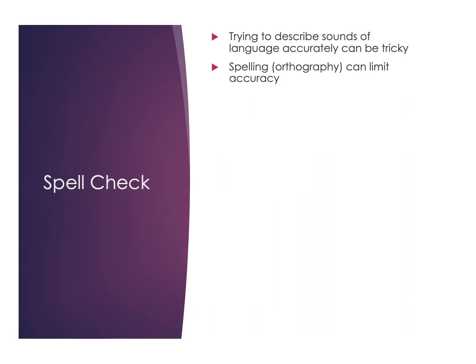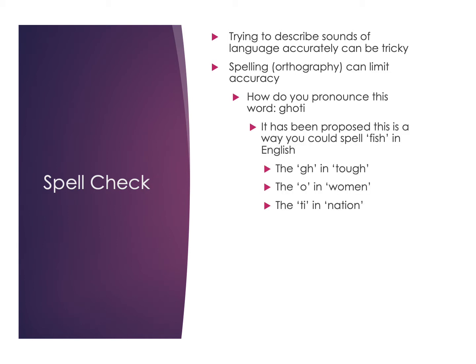And so when we're trying to think of how we actually pronounce things, another example that shows how our spelling doesn't really help us is an example that has become quite famous in some circles. If you look at this word spelled G-H-O-T-I, and I ask, how do you pronounce this word? You might have a few different ideas: goatee, gotti, goatee. There are some different ways that you might think to pronounce this, but this has been proposed as a way that you could spell the word fish in English.